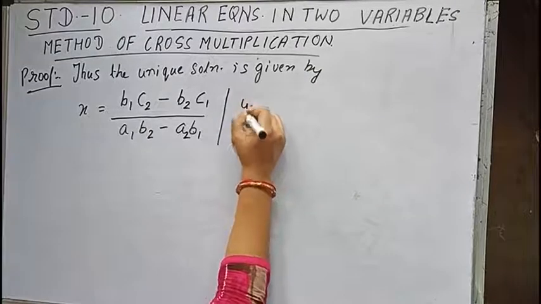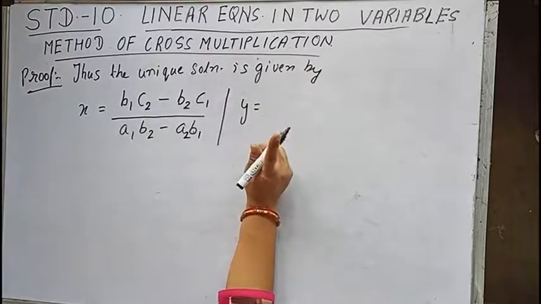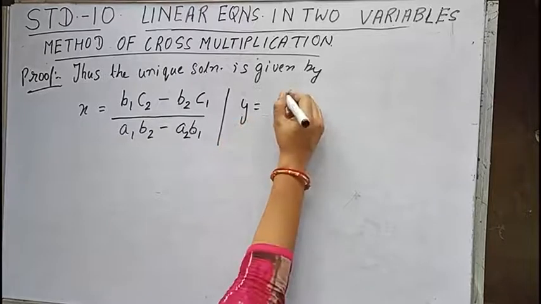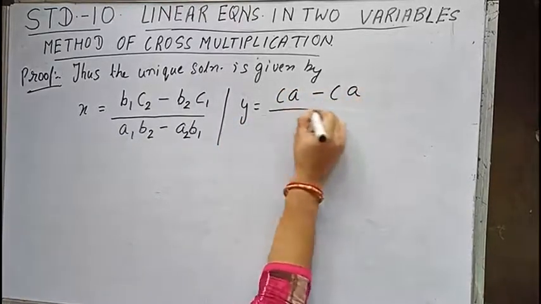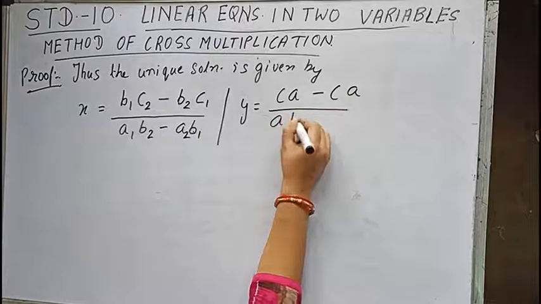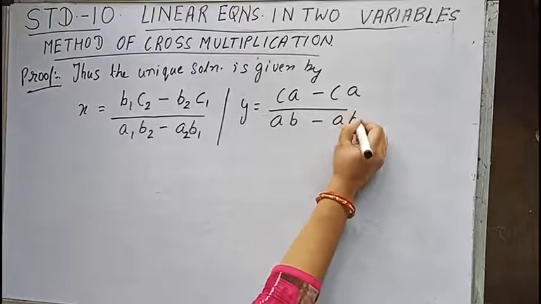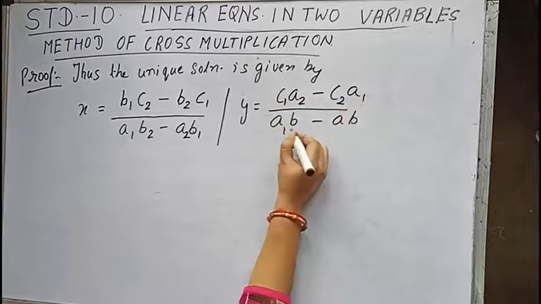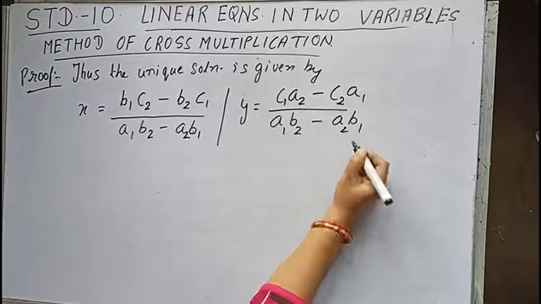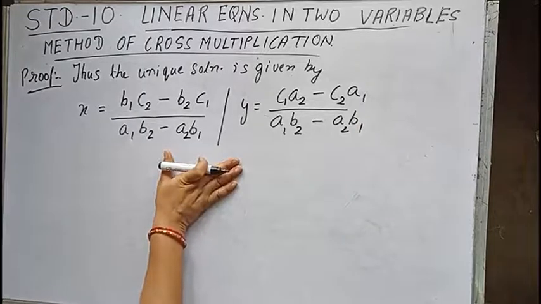And the value of y is: the coefficient of y was b, so we will not write b. So we will be writing ca minus ca divided by the same denominator ab minus ab, and the same 1 2 2 1, 1 2 2 1. So the unique value is given as this much.